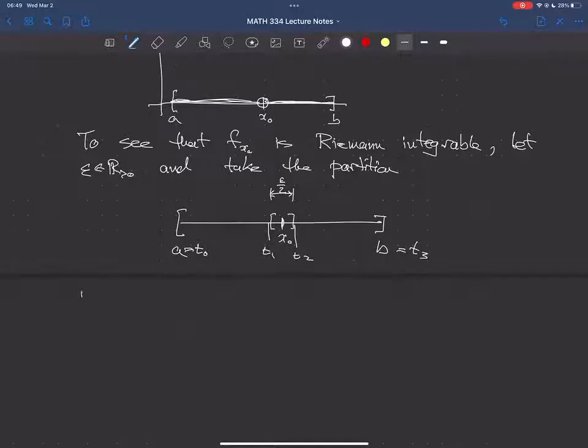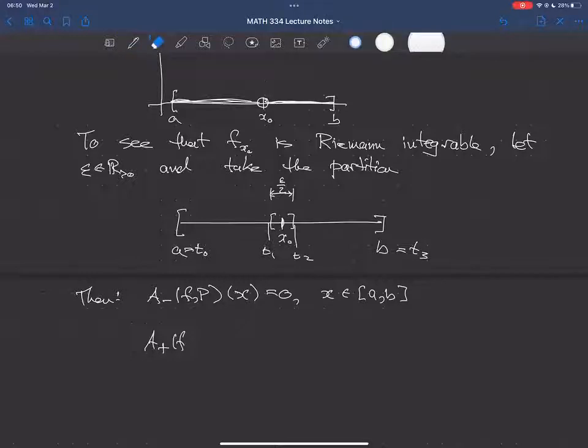All right, so for this partition, A minus of f and P, at some arbitrary point x. The lower step function, on each of the 3 intervals of my partition, I take the infimum of the values of f. So for this partition, obviously the function is identically 0 on the outer intervals, so the value of the lower step function will be 0, and also on the middle one, because it has a value 1 at this point and it's 0 everywhere else, so the infimum is 0.